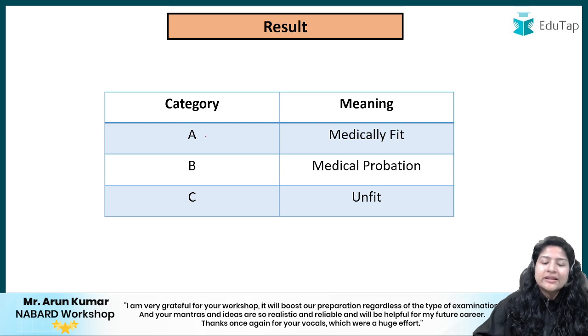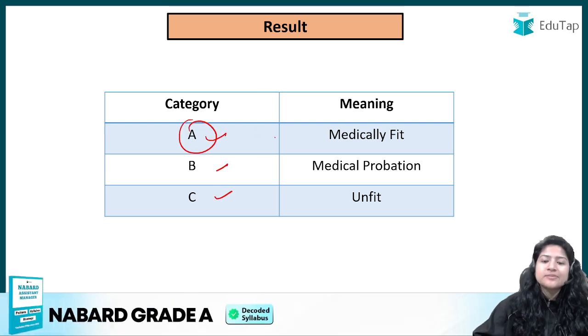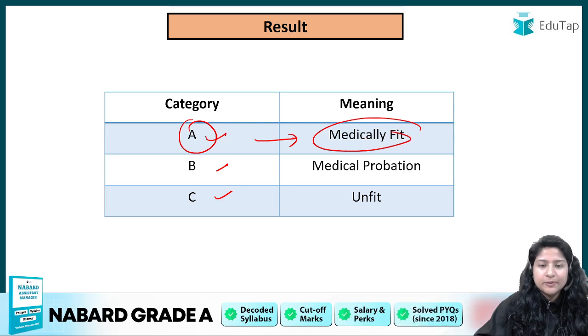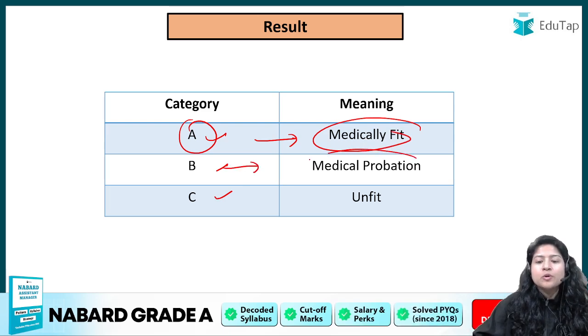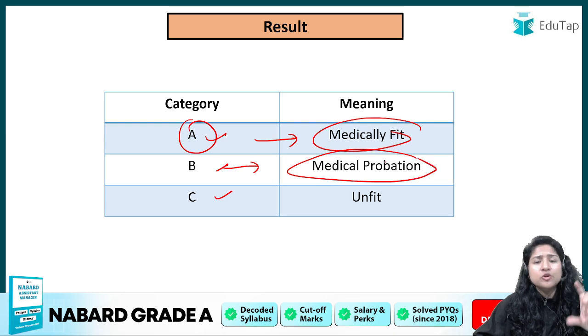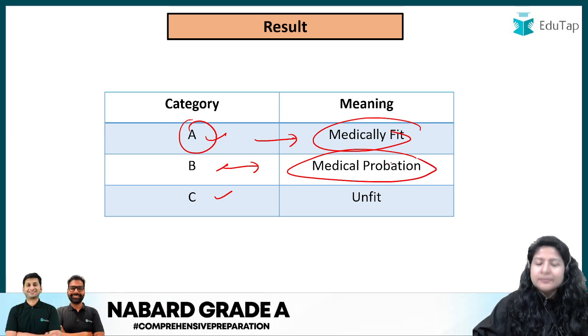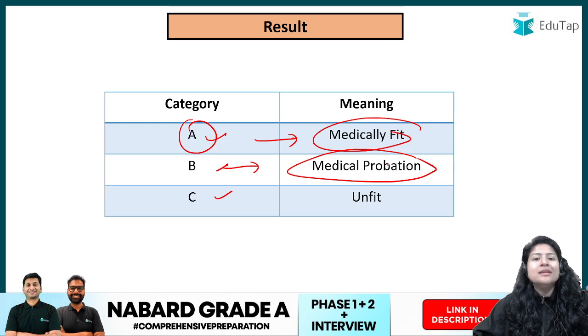तो कैटेगरी देते हैं ए बी सी, ठीक है? A category is medically fit, so you have cleared the particular test. B is medically probation. Probation means you have been given some buffer time so that if something is less in your report that has come, you can increase it.